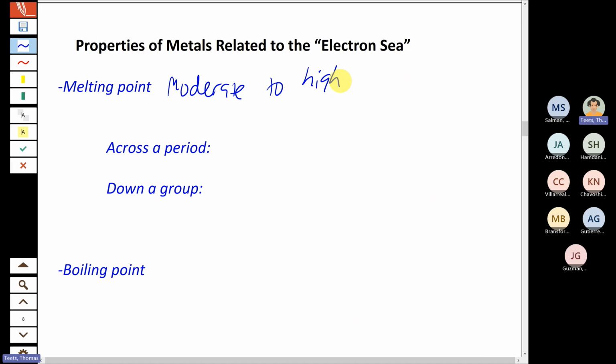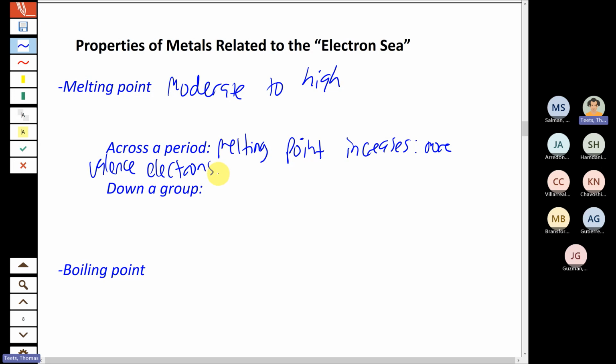So if we move across a period, meaning we're going left to right across the periodic table, what you would tend to see is that, especially for the main group metals, but it holds largely true for transition metals as well, the melting point increases. Because as we talked about, as you move from left to right, especially in group 1 and group 2, where it's very obvious, you have more valence electrons that are in that electron sea. So that correlates then with stronger attractions between the metal atoms.